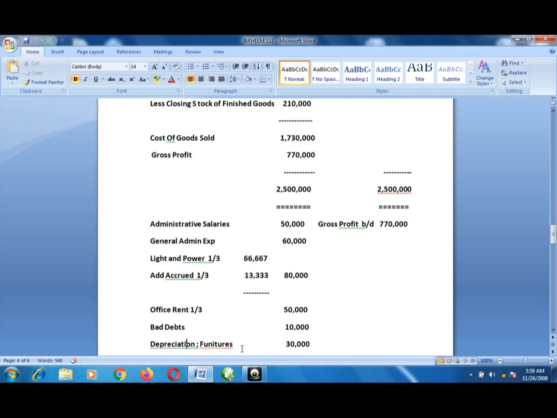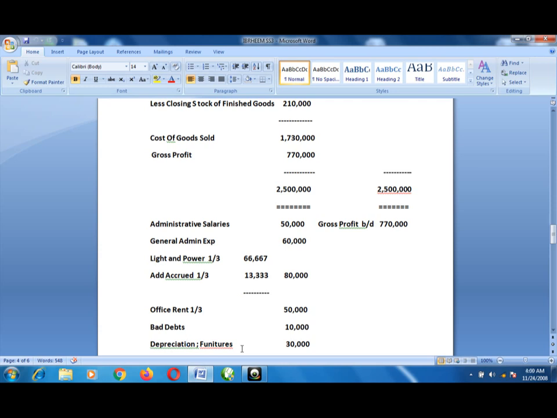Remember, we already used 2/3 of the money under the manufacturing account. The remaining 1/3 we now transfer to this account. Remember the accrued of that light and power again, which is 40,000. We already used 26,667 under the manufacturing account, and we transfer the remaining 13,333 to this account. You had 13,333 together with the 66,667 naira. You had them together. The summation will now be 80,000 naira.